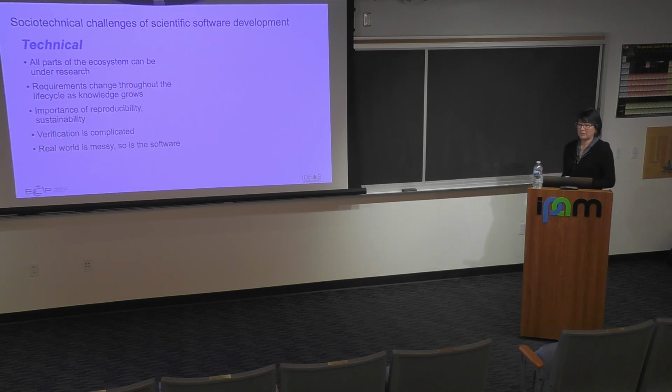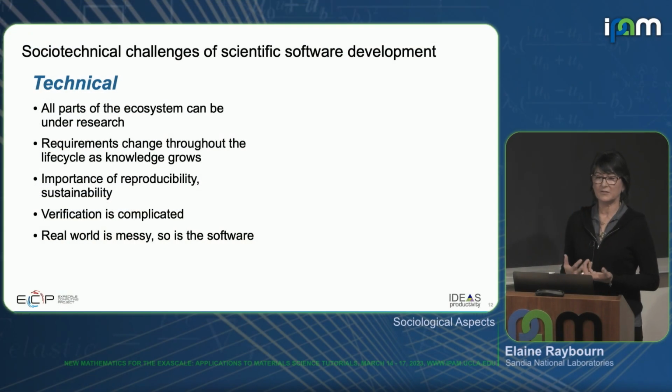Now there are some other challenges with respect to development, especially with the Exascale Computing Project, which is that all parts of the ecosystem can be under research at the same time. This is a very, very complex situation. Also, the requirements may change throughout the life cycle as our knowledge grows. This is science. And while reproducibility and sustainability are important, verification is very complicated. And the real world is messy, so consequently, the software can be as well.